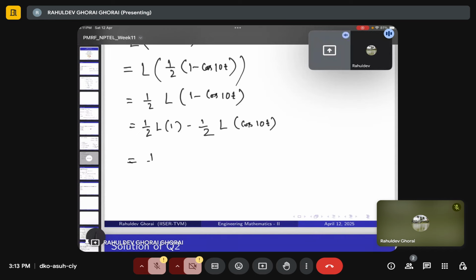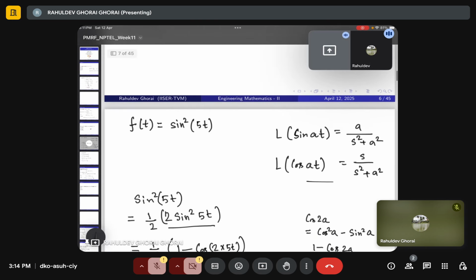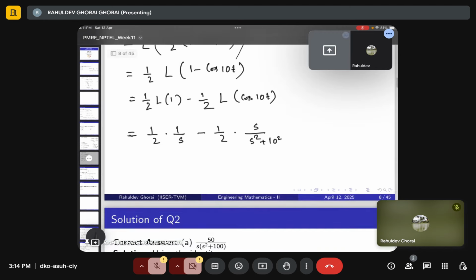That is equal to 1 over 2, and you know L of 1 is 1 over s, as we have done already, minus 1 by 2 times L of cos 10t. L of cos 10t is this, so it will be s over s square plus 10 square, right? What do you get from here?